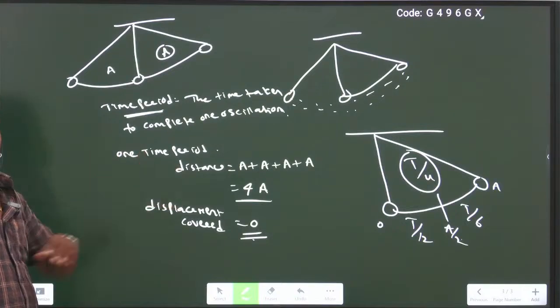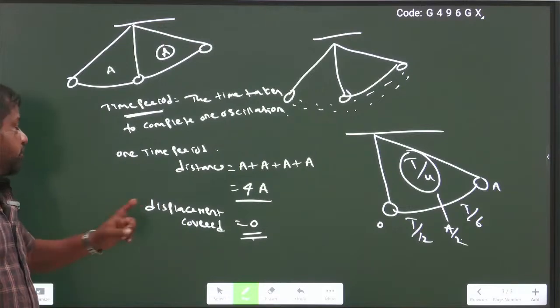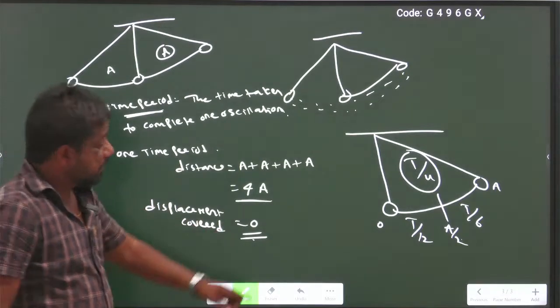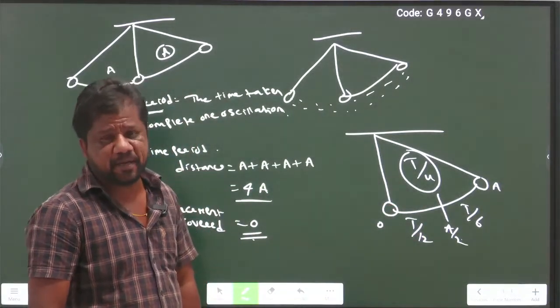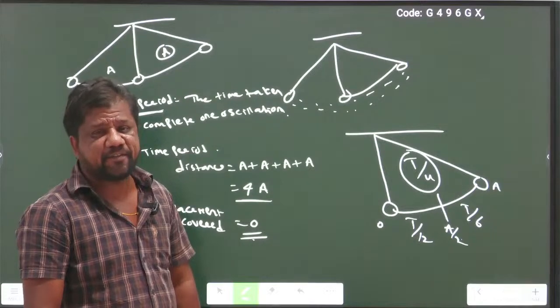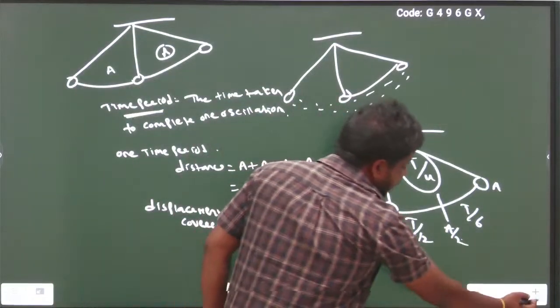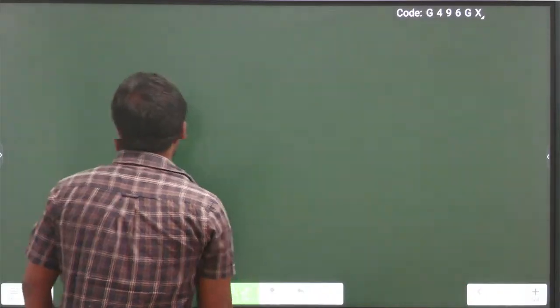Okay, one time period. What is the distance covered? 4A. Displacement covered will be 0. This plays a key role in all the competitive exams. We will go through it during the discussion of the time period. Now we will see the general equations for SHM.